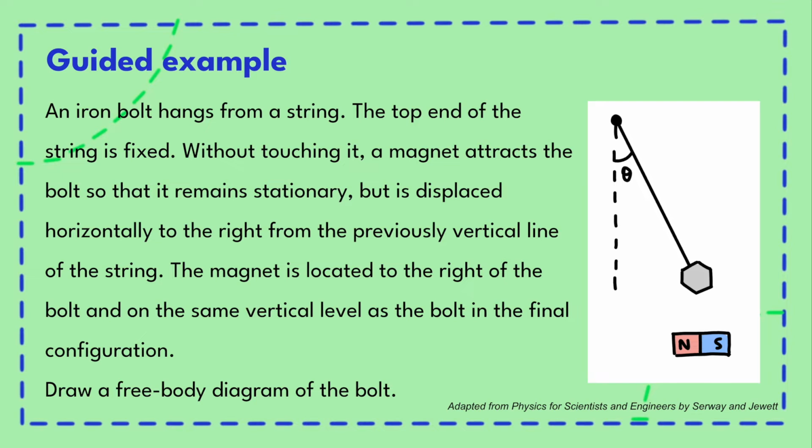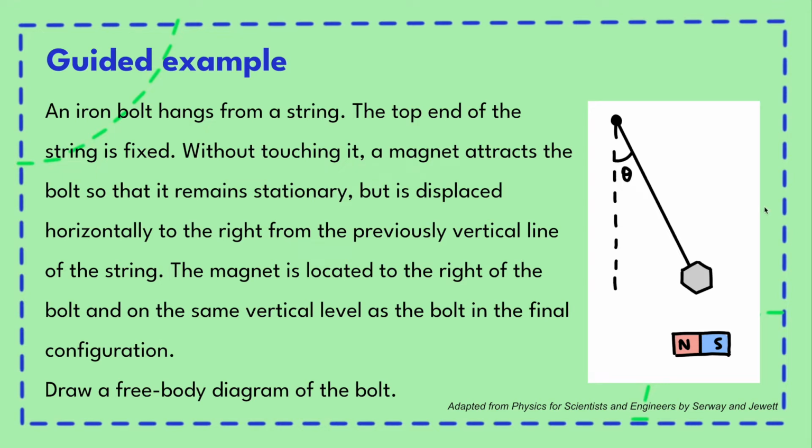Let's go through an example. An iron bolt hangs from a string. The top end of the string is fixed. Without touching it, a magnet attracts the bolt so that it remains stationary but is displaced horizontally to the right from the previously vertical line of the string. The magnet is located to the right of the bolt and on the same vertical level as the bolt in the final configuration. Draw a free body diagram of the bolt.